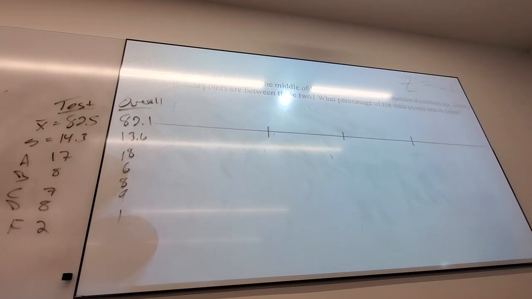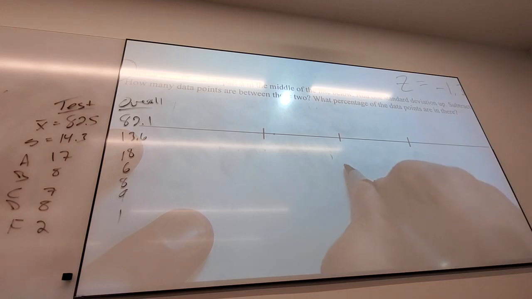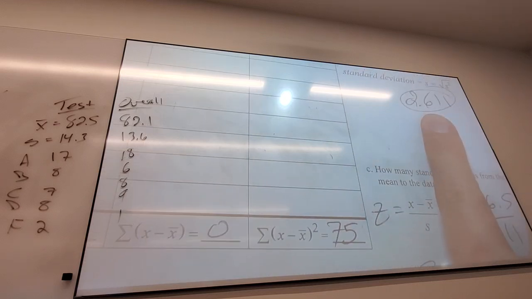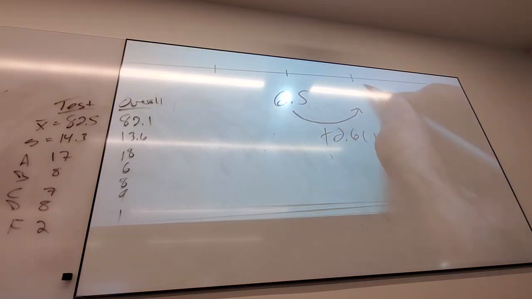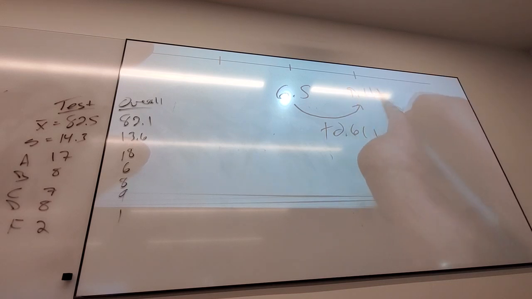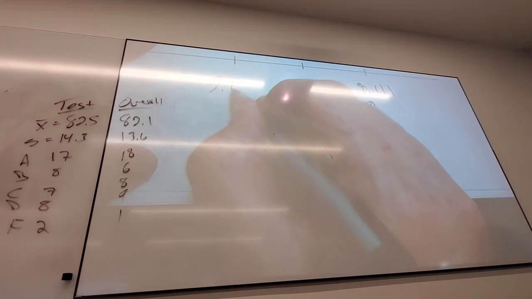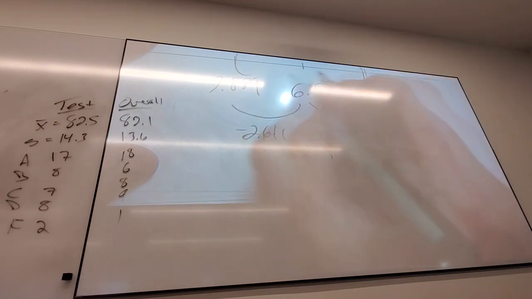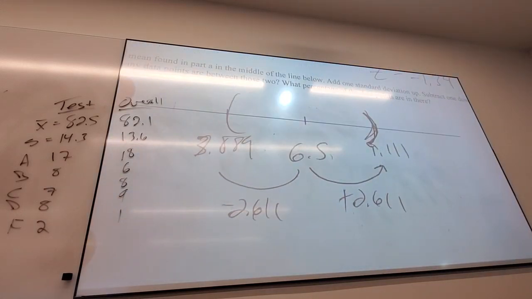Part D is going to make a little more sense when I talk about these 2 things I'm going to talk about in a minute. But right now, you just put the mean in the middle. If I go 1 standard deviation up, where do I end up? So if I add 2.611, where do I end up? 9.111. I like it. And if I subtract, 3.889. So now the question is, how much data did I just catch in there?